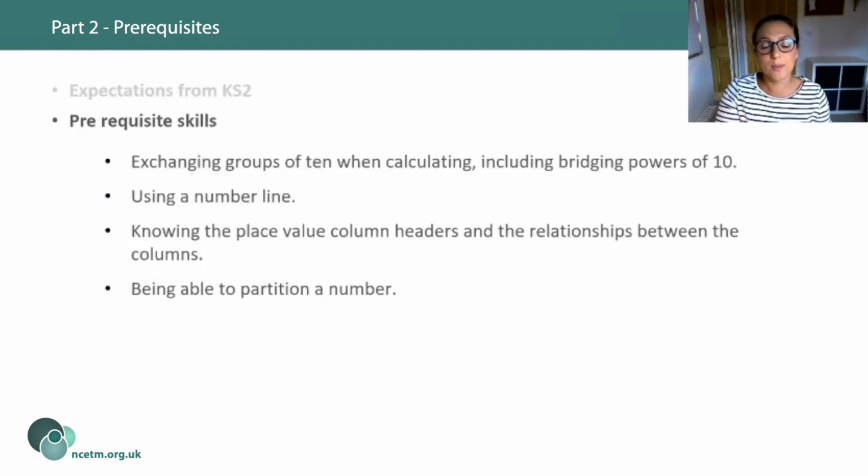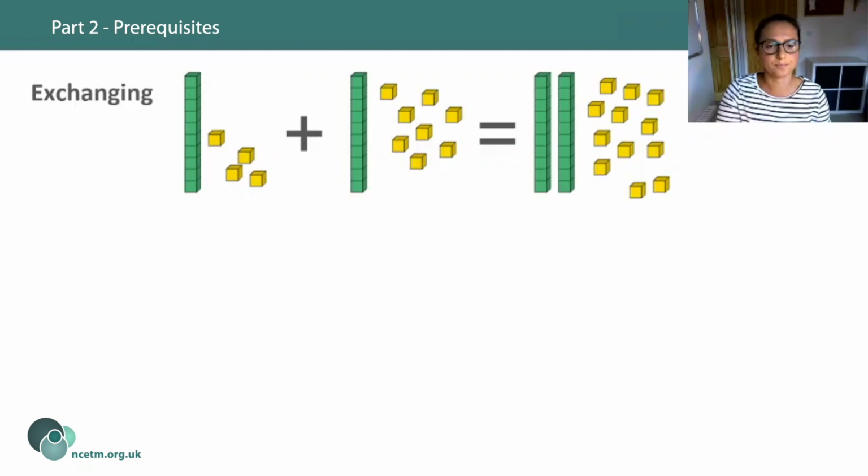So some of the prerequisite skills that I really hope my pupils can come with are about exchanging groups of 10, including when we're bridging over powers of 10, and using a number line. Really key for me that pupils can use a number line well and fluently access a number line and use it to support their understanding.